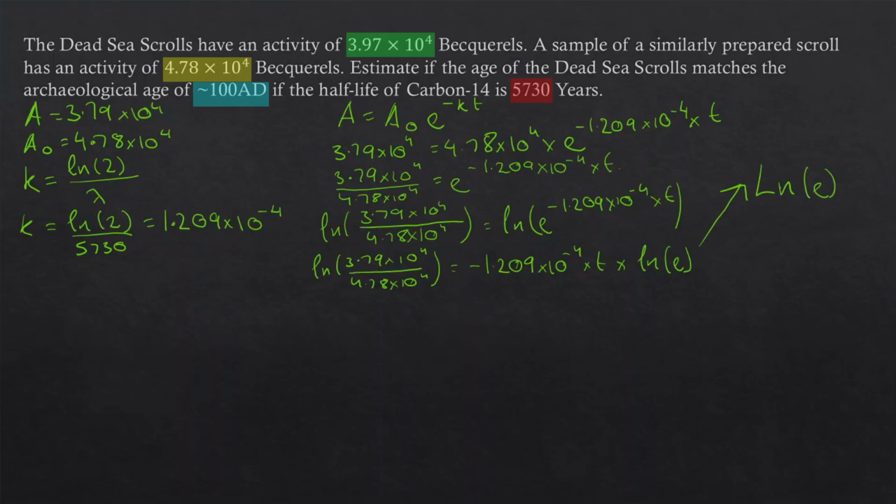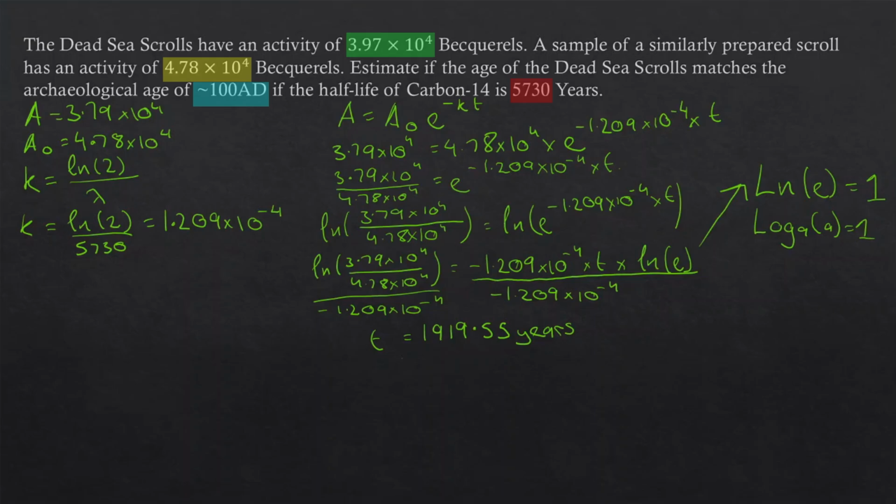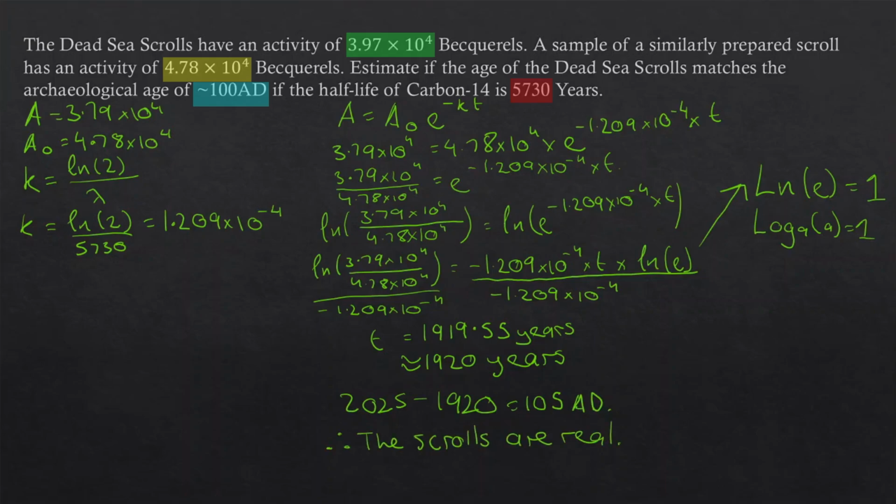Here we have the natural log of e, which is a log of base e. If you have a base which equals the argument, the power must be 1, as it isn't being multiplied by itself any times. And now we divide each side by the negative 1.209 times 10 to the negative 4 to get a value for t, which we can round to the nearest year. And to check if it matches the year stated in the question, we can subtract the number of years we found it to be from the current year. Therefore, the scrolls are real.